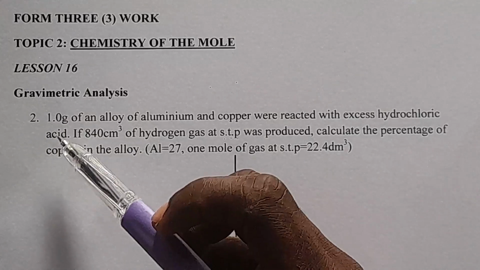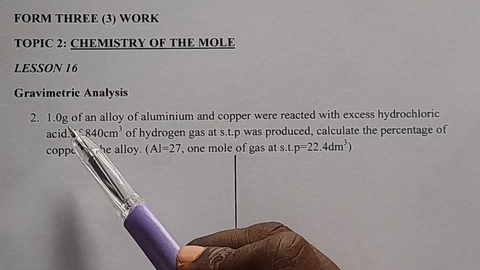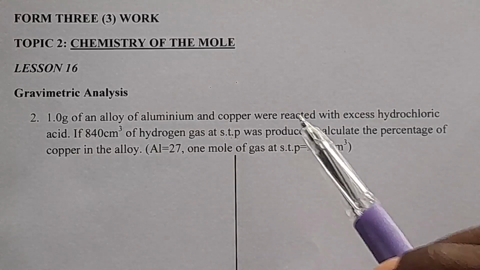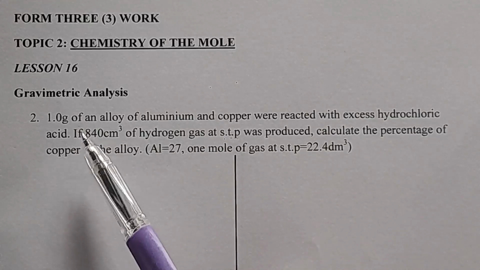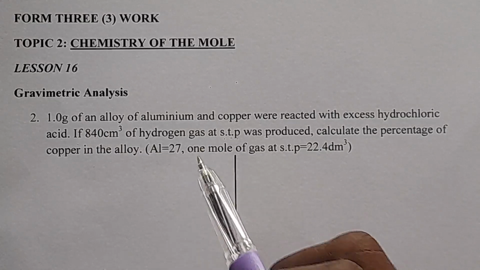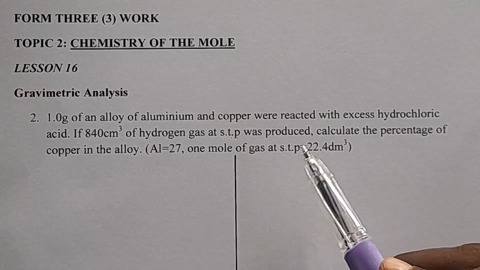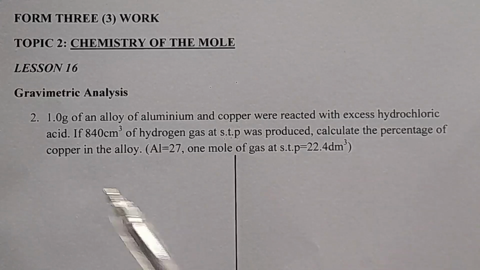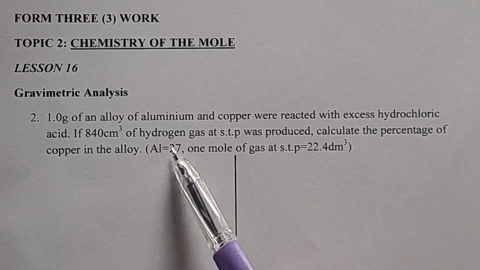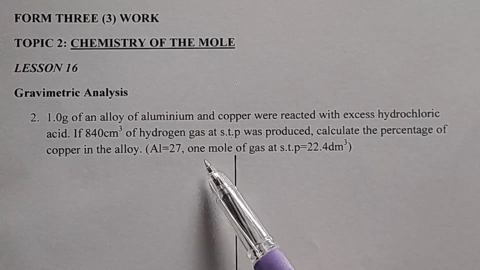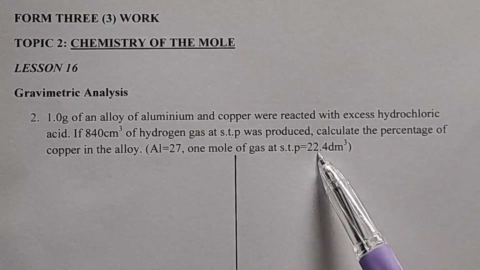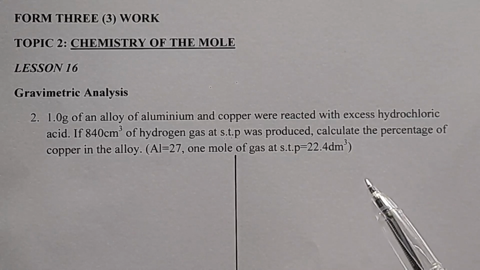So to go to the question, we are told 1.0 gram of aluminum and copper were reacted with excess hydrochloric acid. If 840 centimeter cube of hydrogen gas at STB was produced, calculate the percentage of copper in the alloy. In bracket, we have the RM of aluminum to be 27, and we are told 1 mole of the gas at STB is equal to 22.4 decimeter cube.